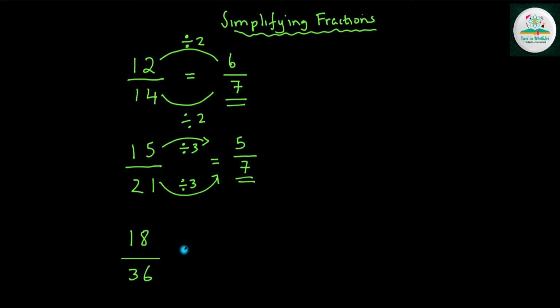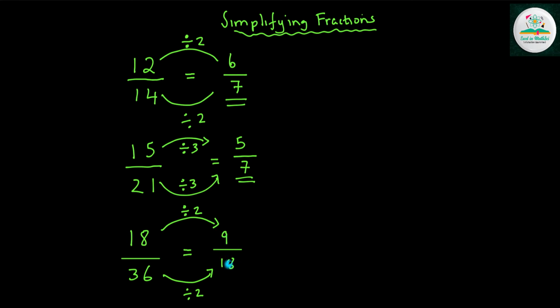Now let's have a wee look at this one. 18 and 36, they're both even numbers. You can always start with the smallest even number, which is 2, and eventually you'll arrive at the correct answer. So dividing by 2, 18 divided by 2 will give me 9 over 18.